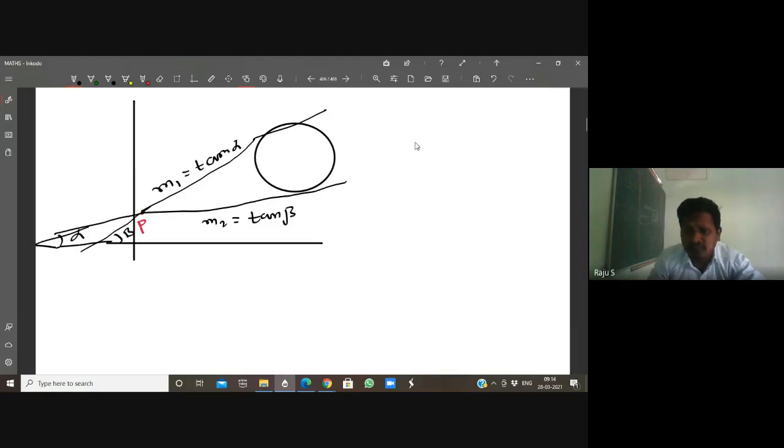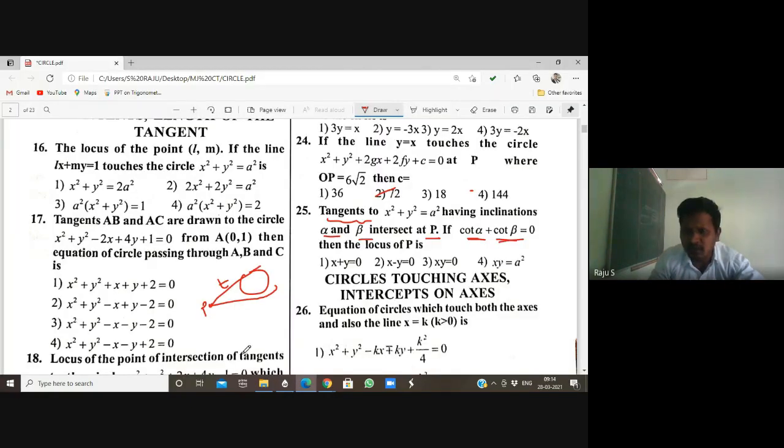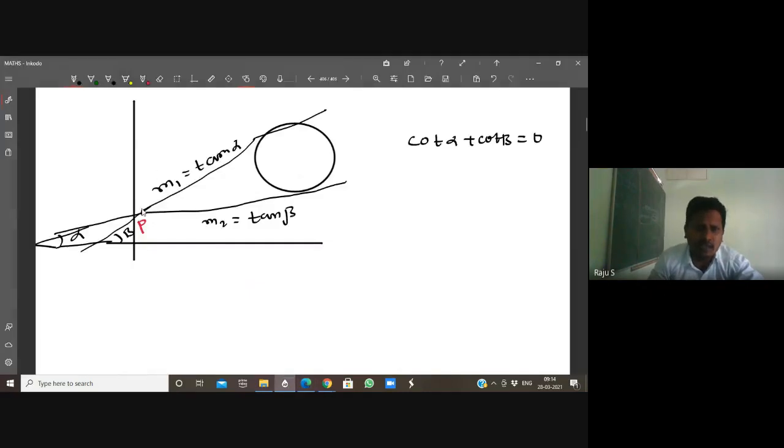So after this, by using the given condition, cot alpha plus cot beta is equal to 0, they give. In the question, look at here. Cot alpha plus cot beta is equal to 0. Then what is the locus of the point P? So they're asking the locus of this point P. So cot alpha can be written as 1 by tan alpha plus 1 by tan beta is equal to 0. Take LCM. So when you take LCM, tan beta plus tan alpha by tan alpha tan beta equal to 0, cross multiply.